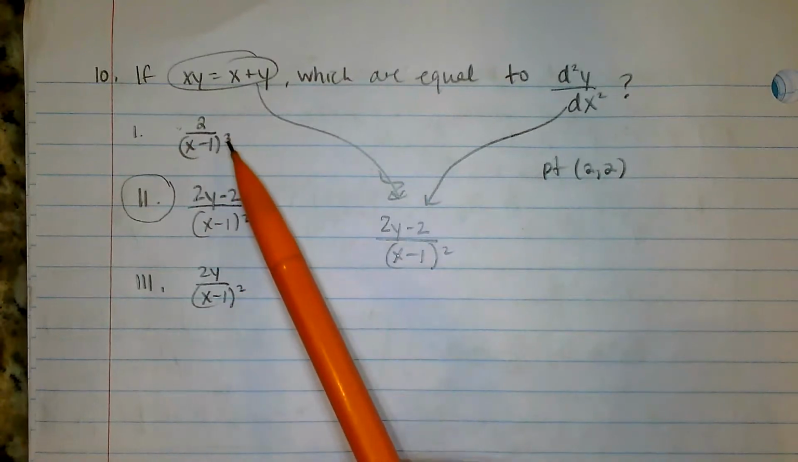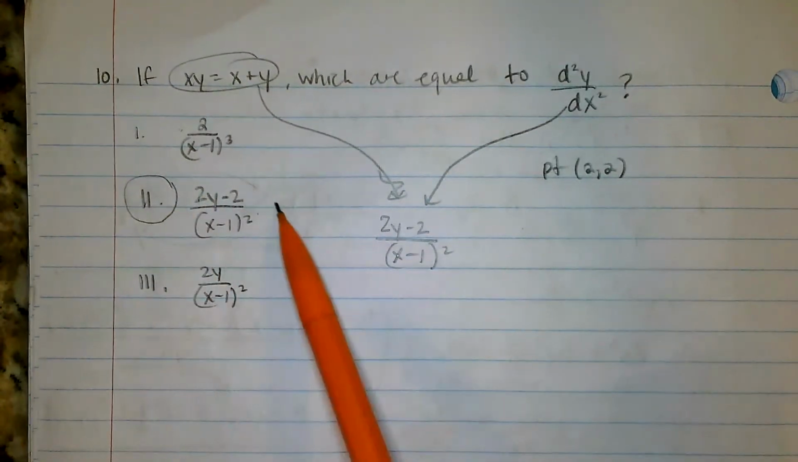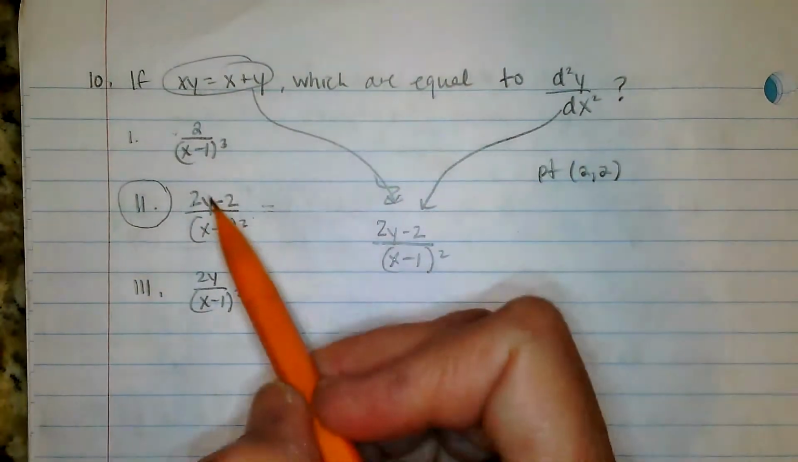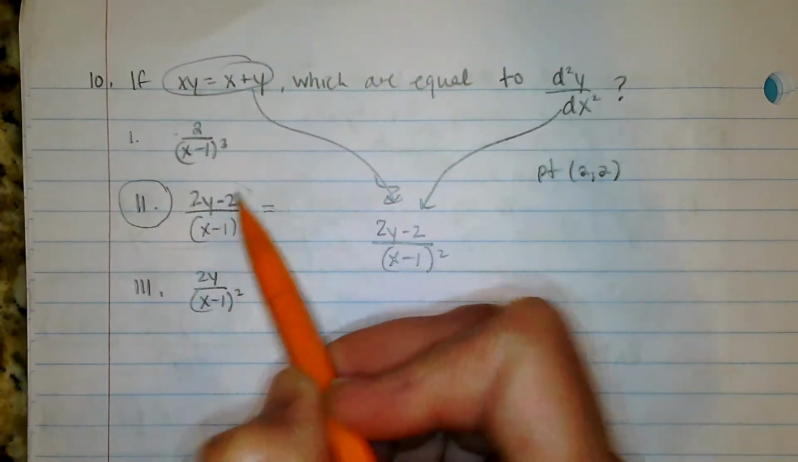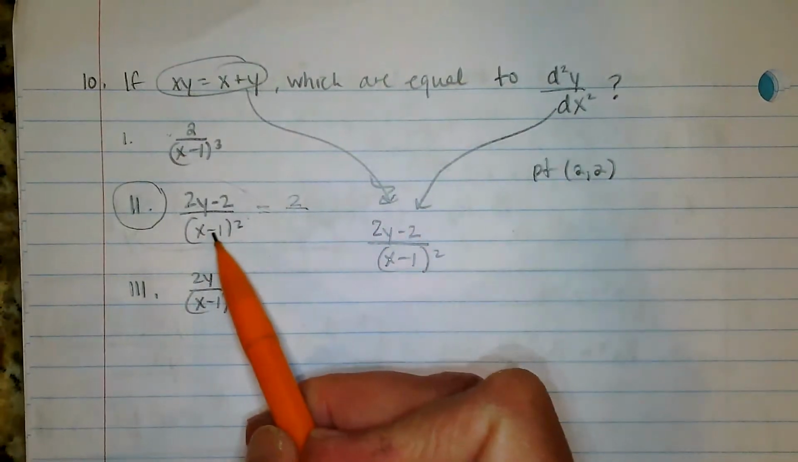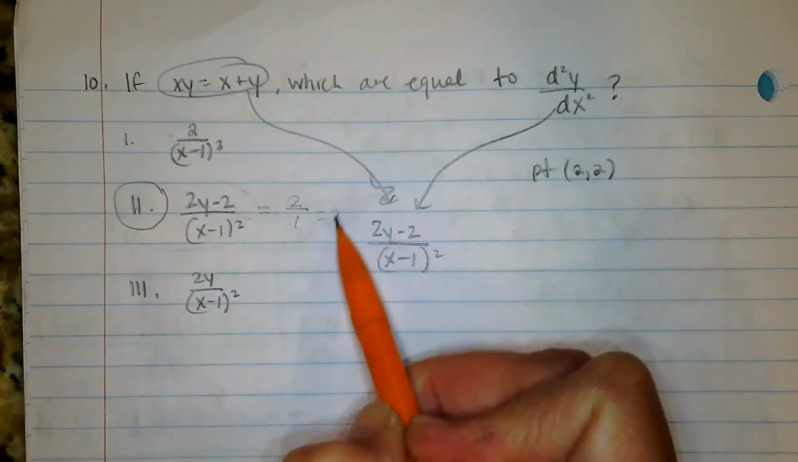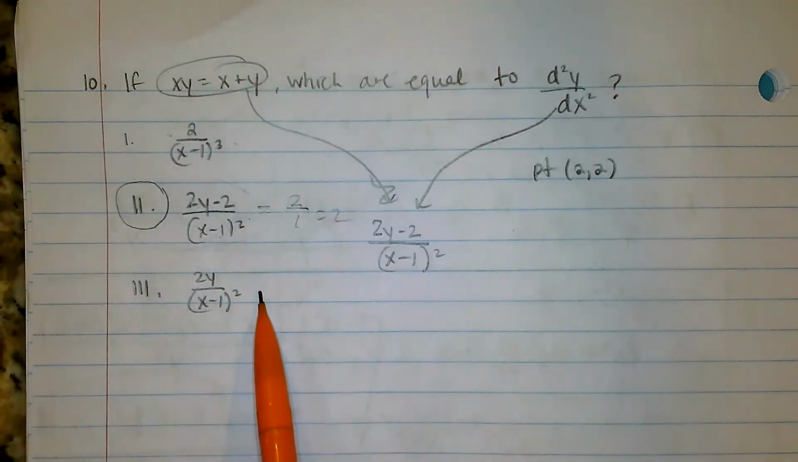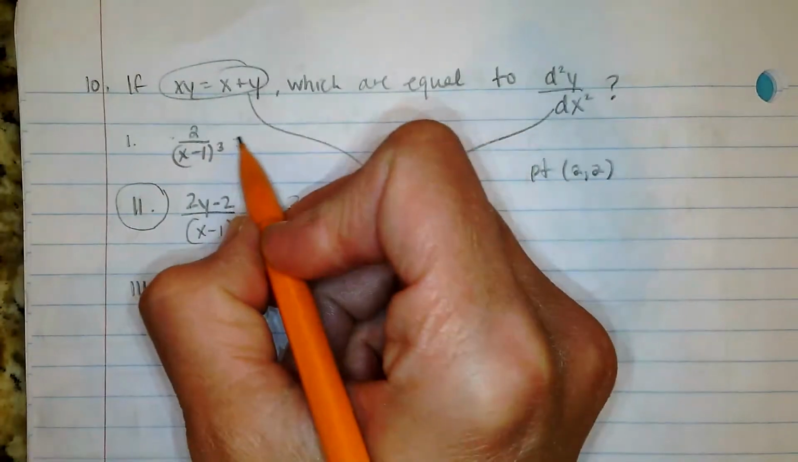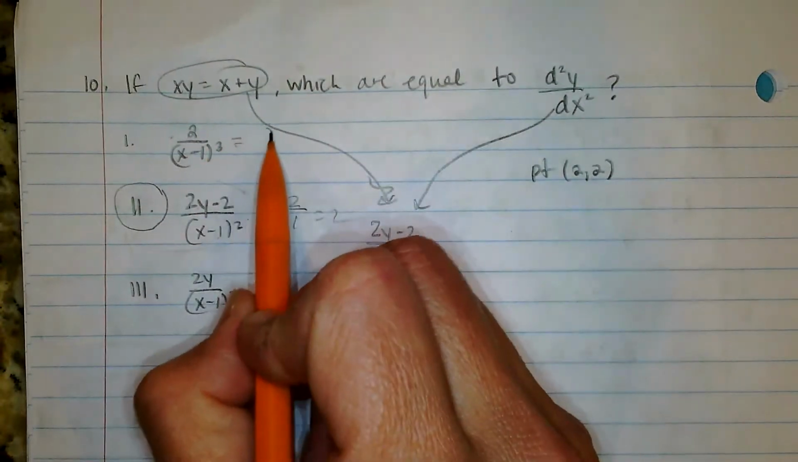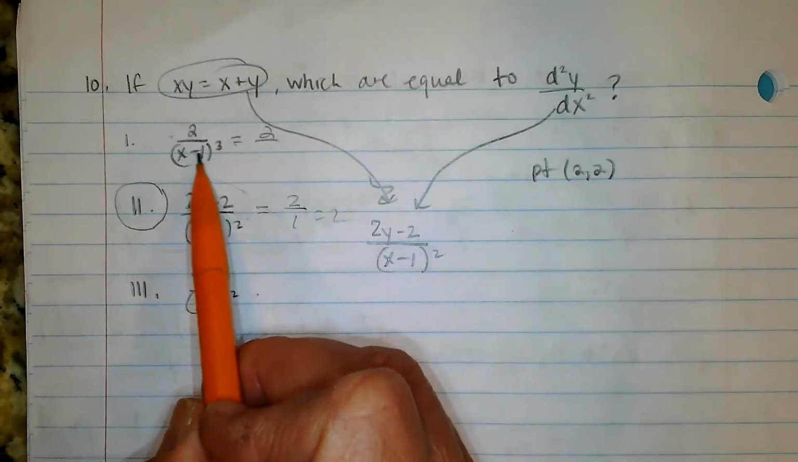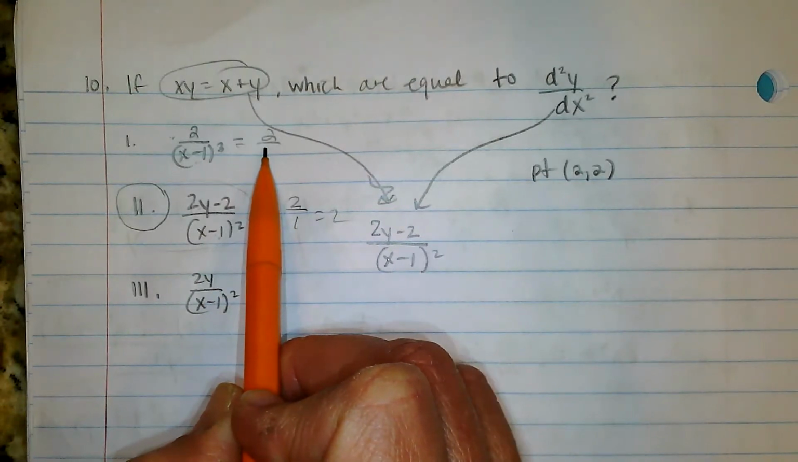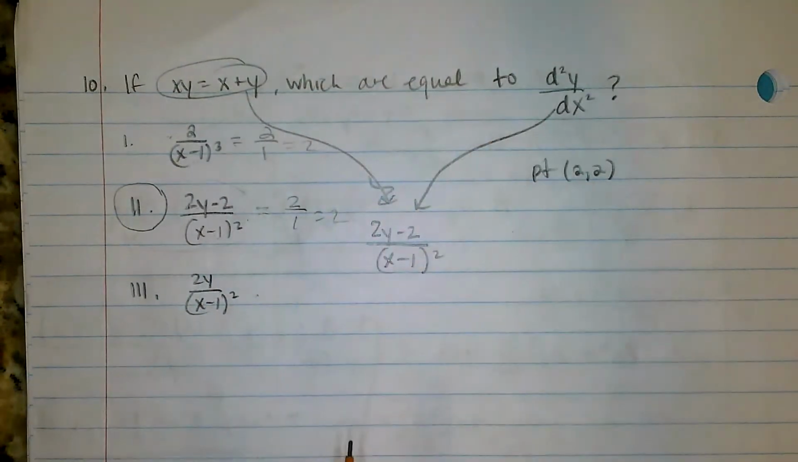And if we know for a fact that this one is right, then the second derivative value at (2, 2) should be 2 times 2 is 4, 4 minus 2 is 2, over 2 minus 1 is 1, 1 squared is 1, so 2. So if this also gives me 2, it may also be correct. So when you plug in here, you get 2 over (2 minus 1) cubed, which is 1, so you also get 2 on that one.